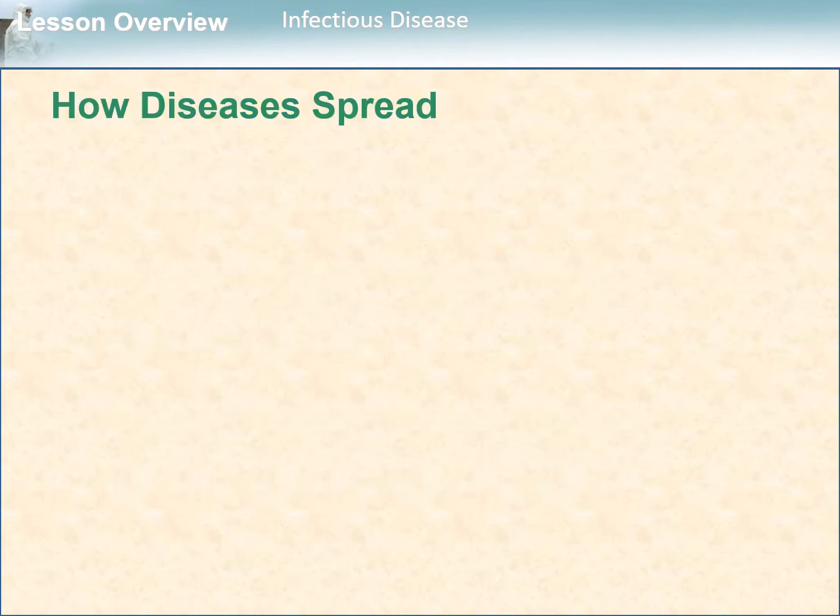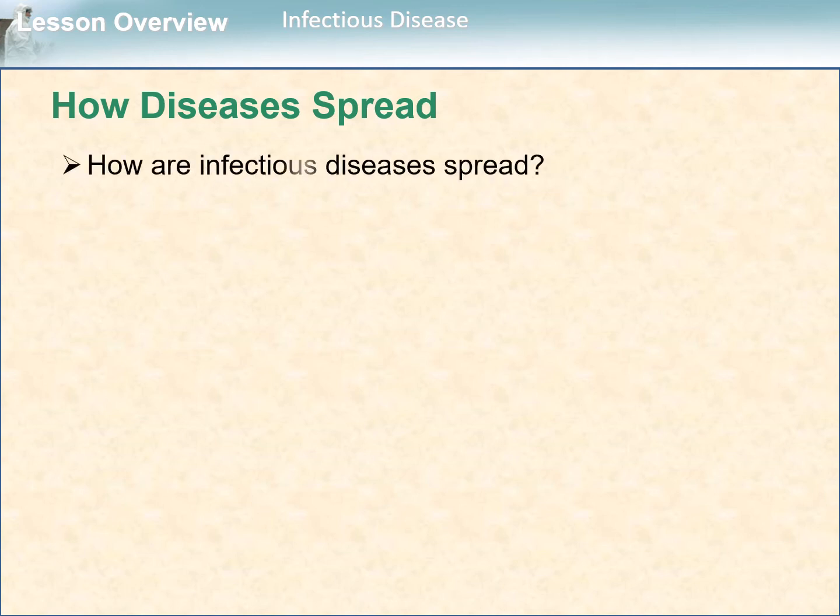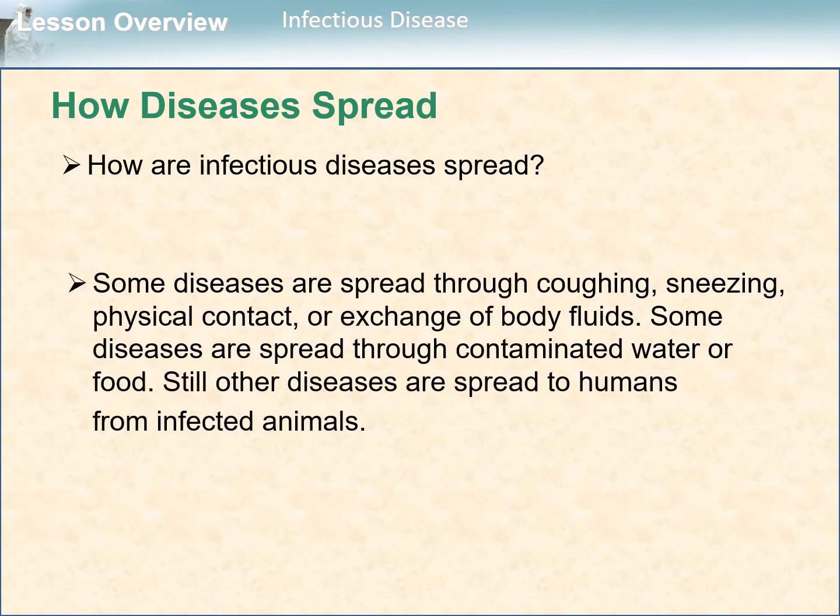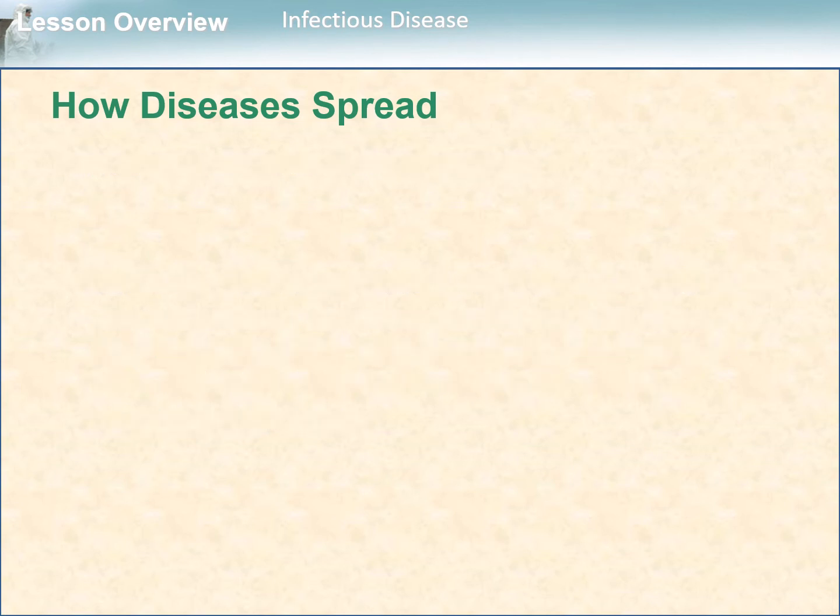How do diseases spread, or what are the modes of transmission for diseases? How are infectious diseases spread? Some diseases are spread through coughing, sneezing, physical contact, or exchange of body fluids. Some diseases are spread through contaminated water or food. Still other diseases are spread to humans from infected animals. We're going to discuss each of these modes of transmission for infectious diseases.